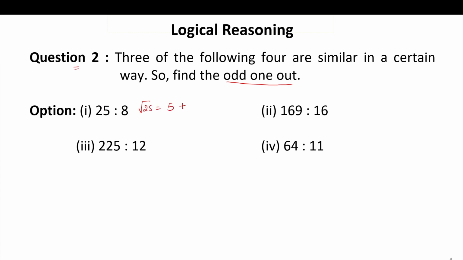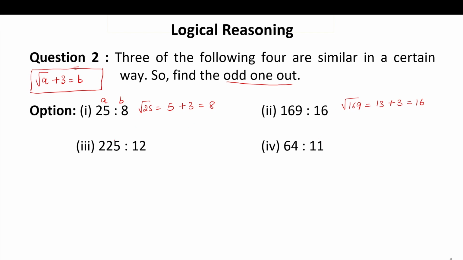And if I add 3 into it, it will give me 8. Correct? Similarly, if I look at option number 2, I can see that under root of 169 will give me 13. And if I add 3 into it, I'll get 16. So if I call this A and I call this B, I can see that under root of A plus 3 is giving me B. This logic is correct for option number 1 as well as option number 2.